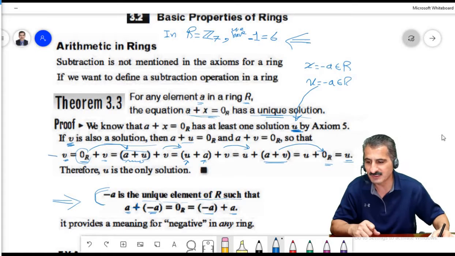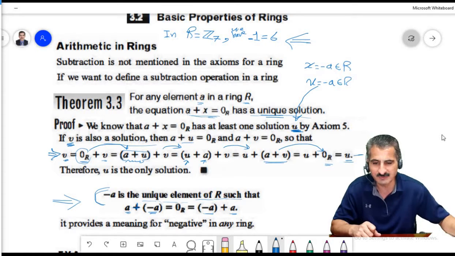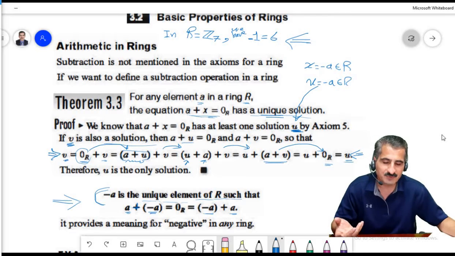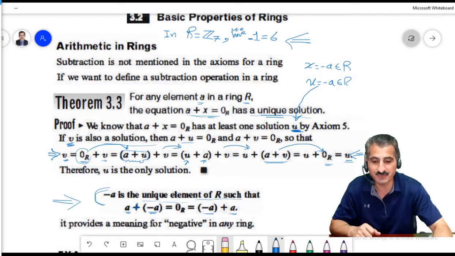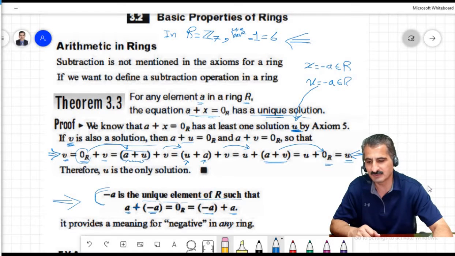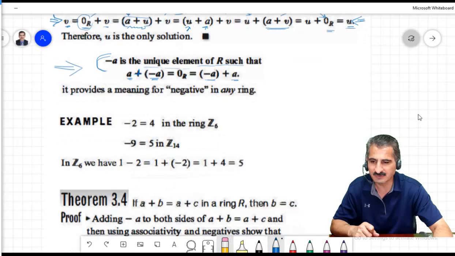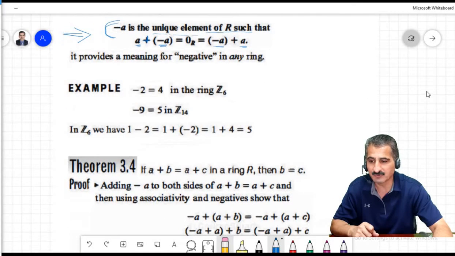So we started with V equals all the way to U, and that means U is V, and so there is only one additive inverse for every element in the group, and it is pointed out up there now in bold.